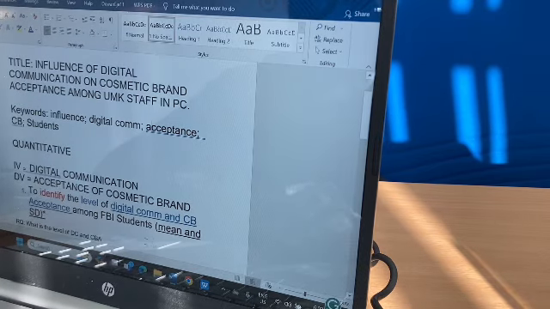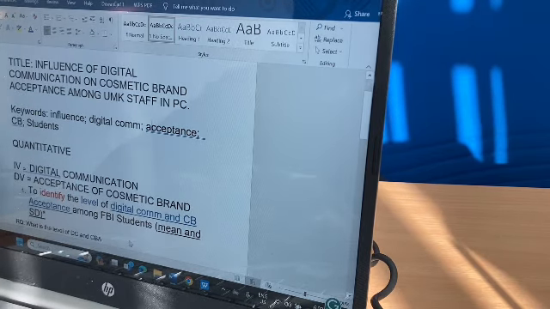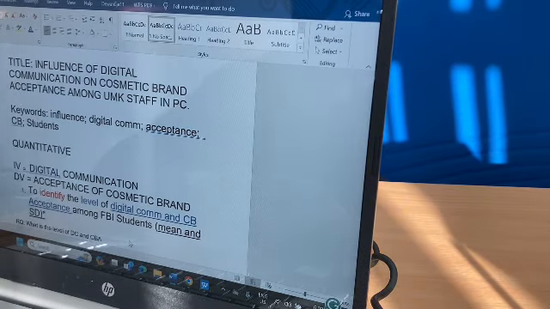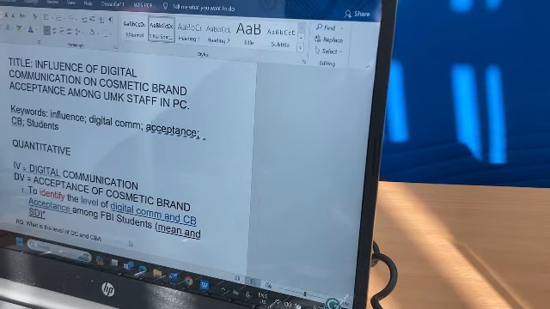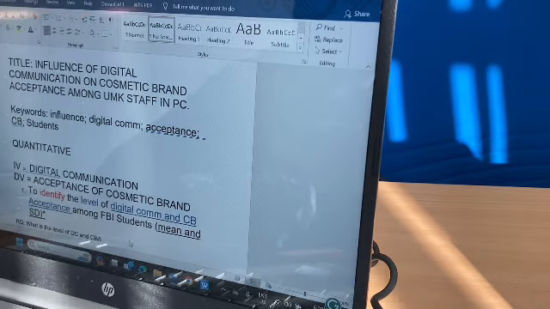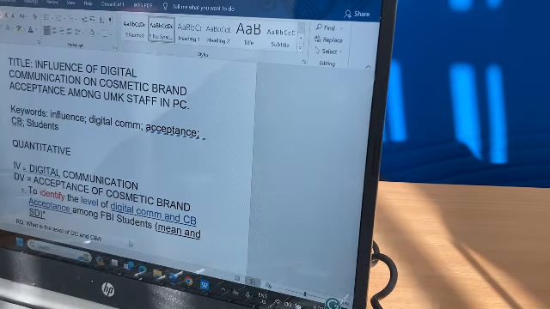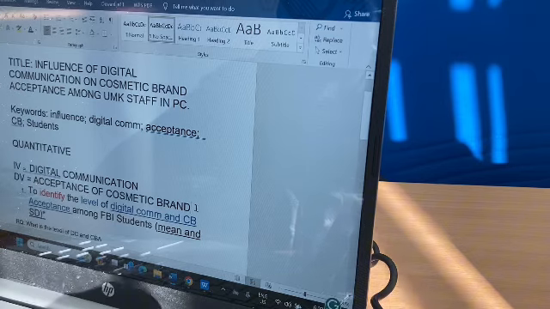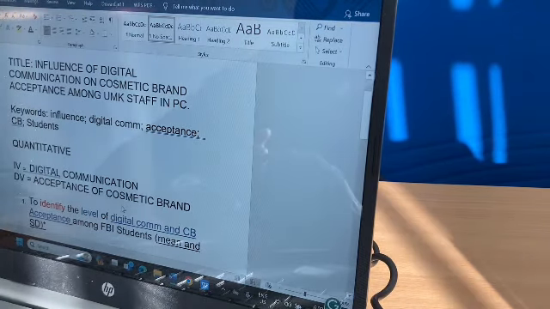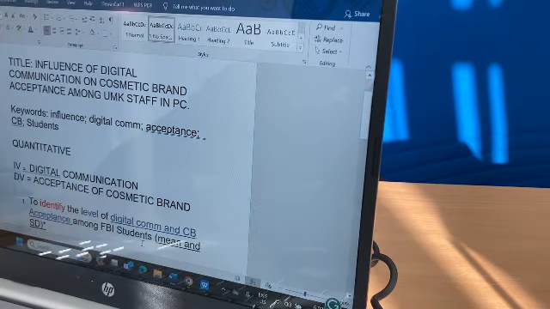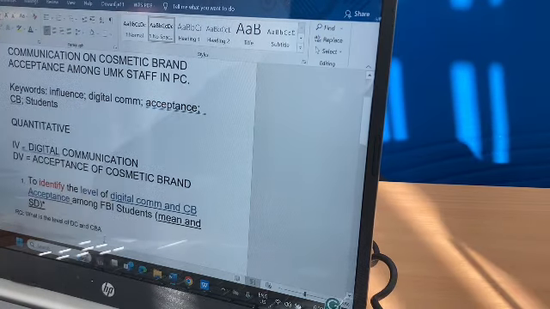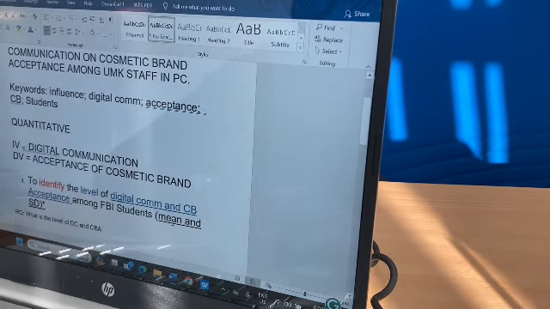So now, normally, when we do quantitative study, we want to write our research objective. We follow what we call Bloom's taxonomy. In Bloom's taxonomy, we begin from the lower level to the high level. So the lower level for objective one will be to identify the level of digital communication and CBA. For this type of objective, you can use mean and SD.